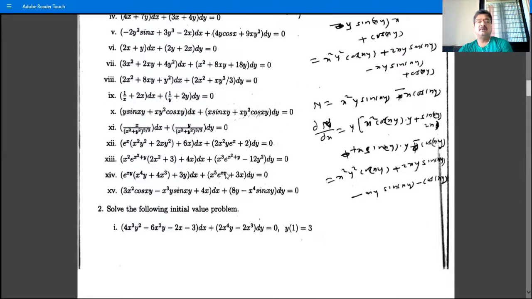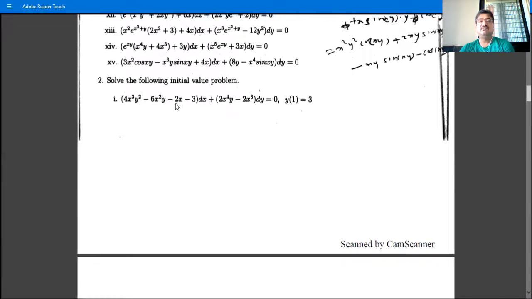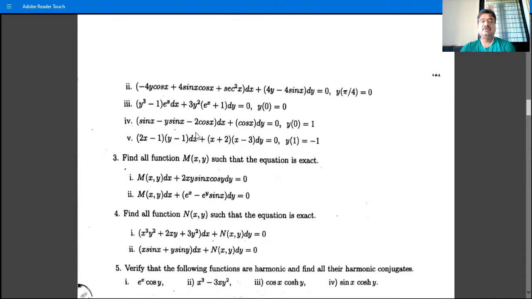So these are also problems of the same type, but with the initial condition y(1) is equal to 3. That is, we have to find the general solution and then use this condition. So observe all these problems.